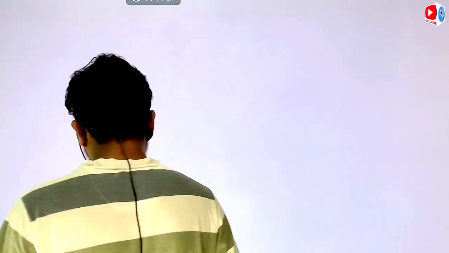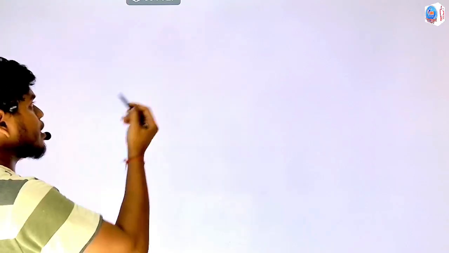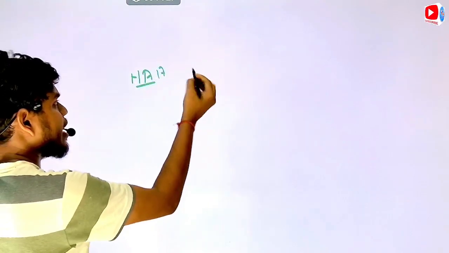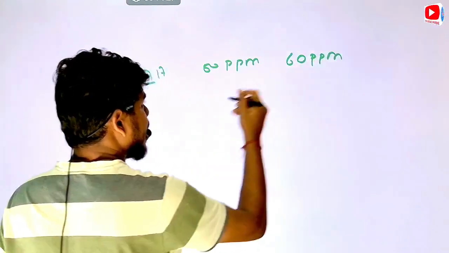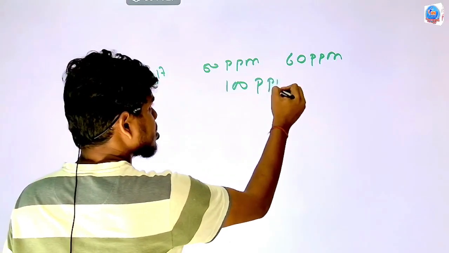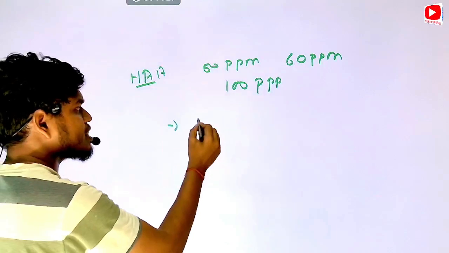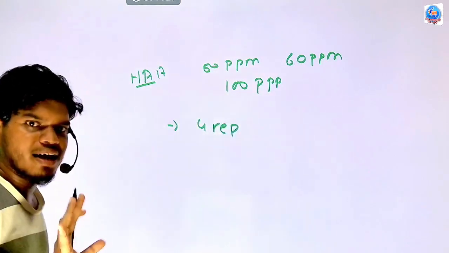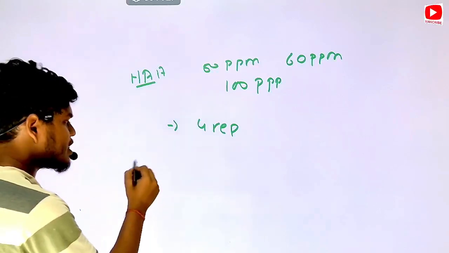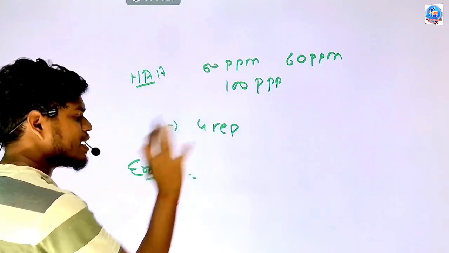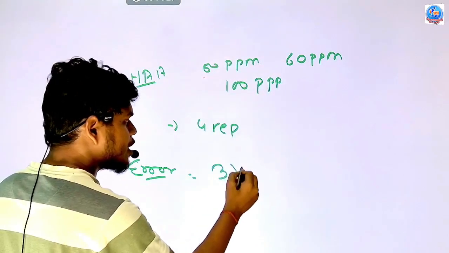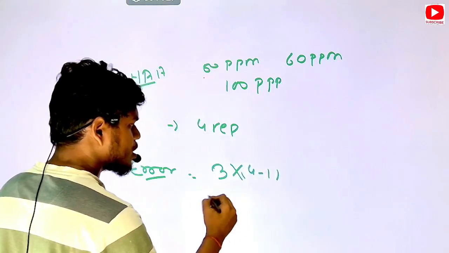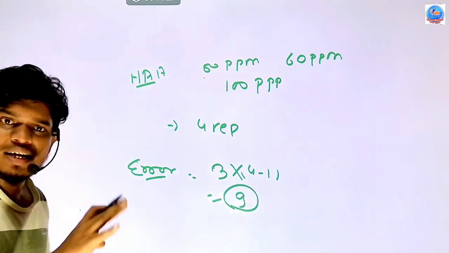For example, if in an experiment we take NAA at 50 ppm, 60 ppm and 100 ppm, 3 treatments are there and replications are 4. Then in CRD, what is the error DF? Simple: 3 treatments into (4 replications minus 1) means 9. So the error DF is 9.